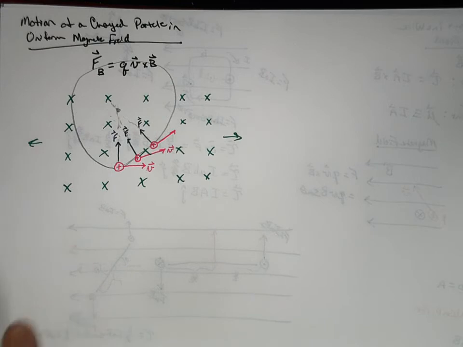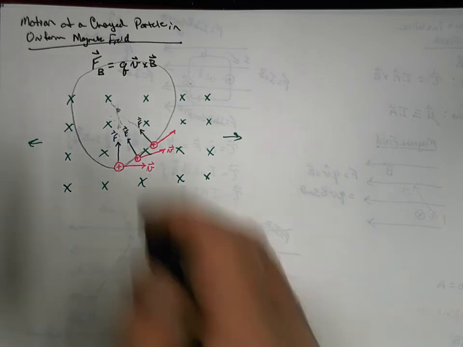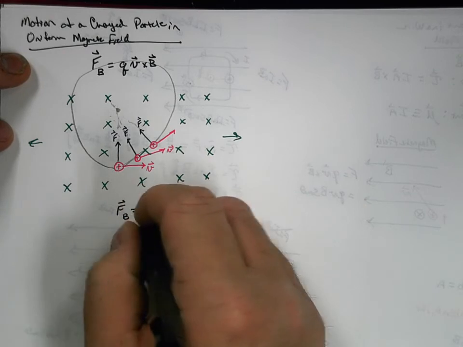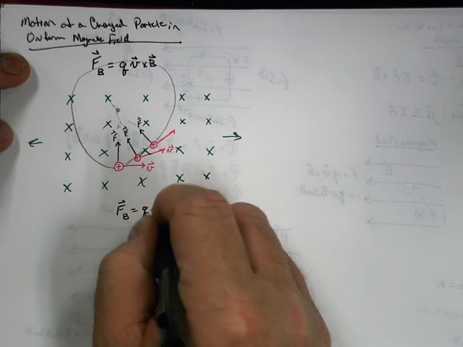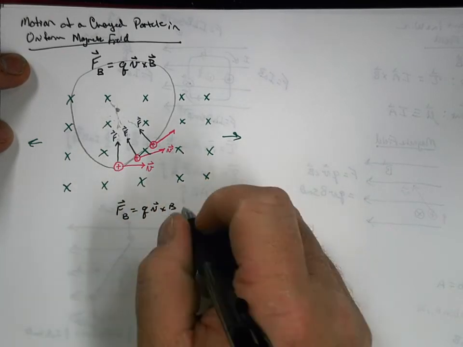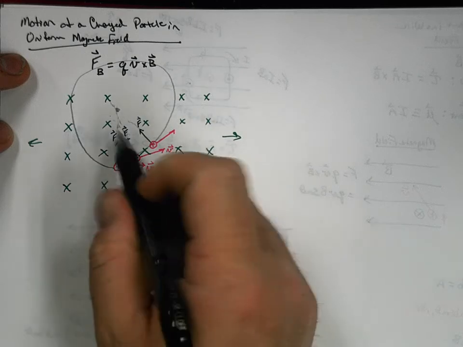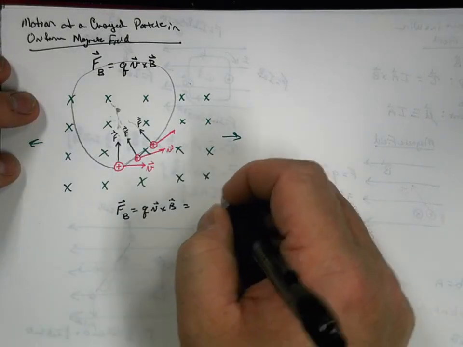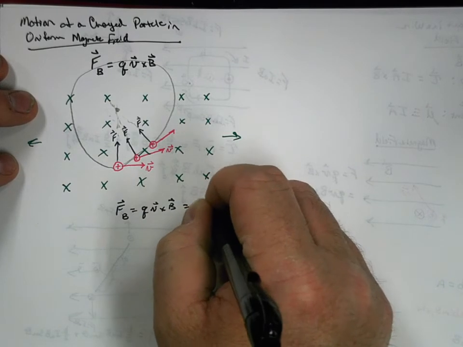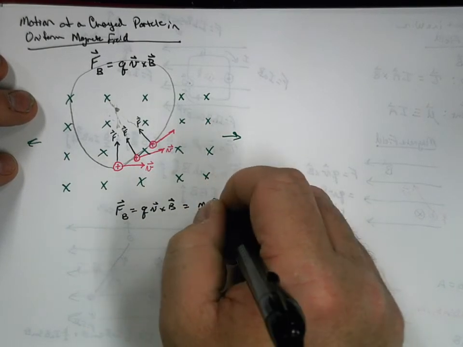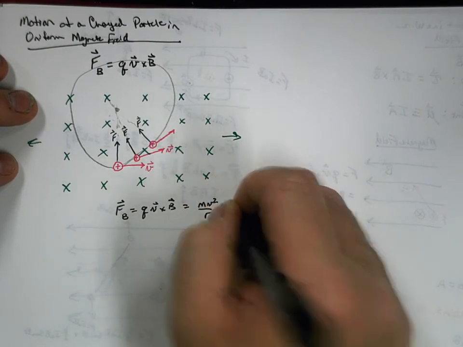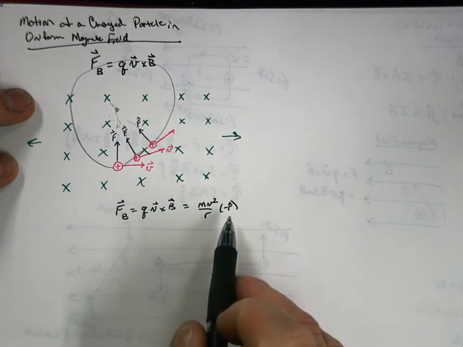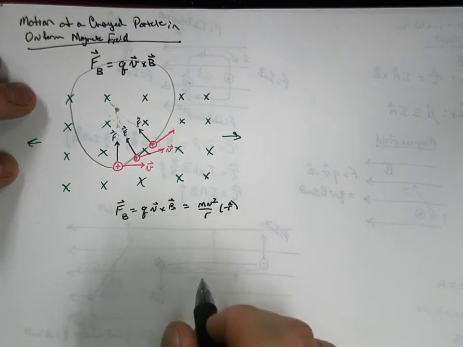All right, so let's do a little bit of math on this. That means we're going to have our force equals q v cross b. But what kind of a force is this? Well, if it's a force that's traveling towards the center of a circle, this is centripetal force. Okay, and so it is given by mv squared over r in the negative r hat direction.